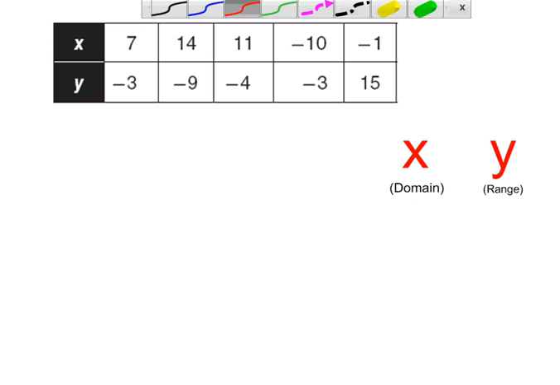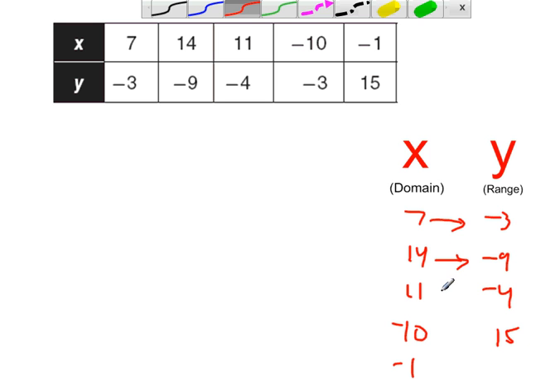Now, the second way to do this is by looking at a table. If we take a table and break it apart, we do the same thing. We do 7, 14, 11, negative 10, and negative 1. And then the range values are negative 3, negative 9, and negative 4. Don't have to repeat the negative 3. And then we just match them up. Does each domain have one range? Yes. This is a function.